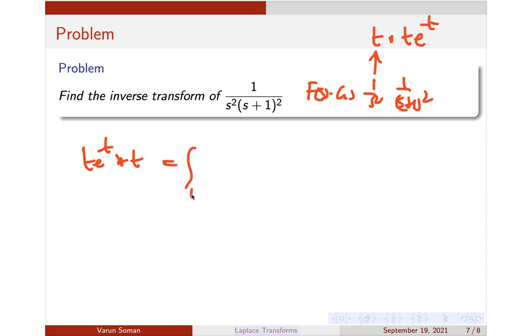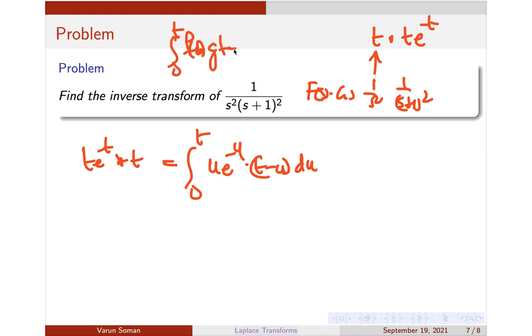So it is simply integral 0 to t of u into e raised to minus u into t minus u du. That is integral 0 to t f of u into g of t minus u du. So using that logic, it is u e raised to minus u into t minus u du. Now, for integration, I can make some tweaks here. So you can write this as integral 0 to t of ut minus u square into e raised to minus u du, to make the integration easier.